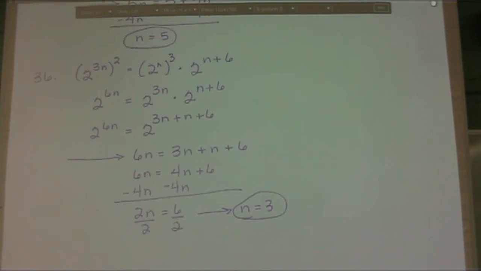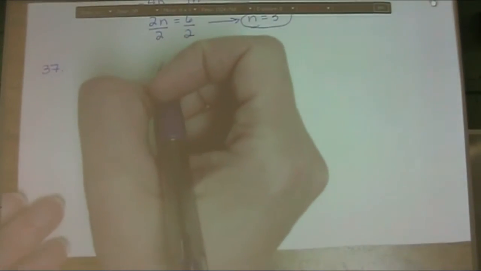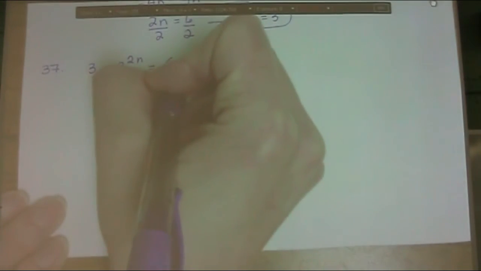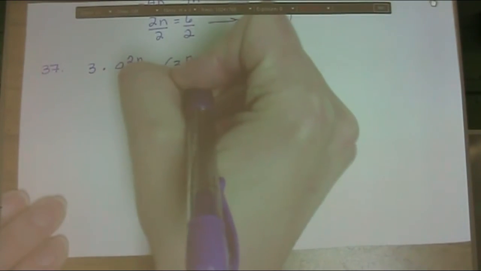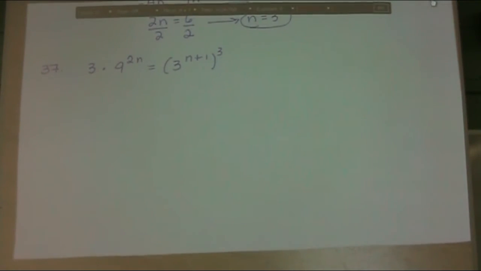All right, let's try one more. We'll do 37, and I'll leave you to do 38 on your own. So let's do 37 together. So 37 is 3 times 9 to the 2n power equals 3 to the n plus 1 raised to the third power. Now, I don't have the same base everywhere here.